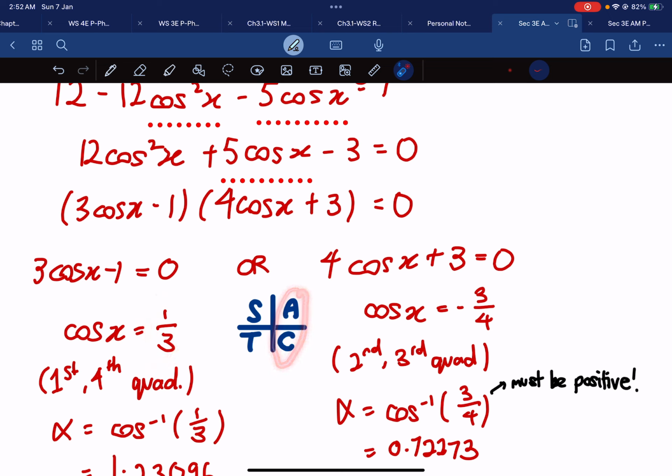Over here cosine is positive, so I know that positive for cosine ratio is only in the first and fourth quadrant. When cosine is negative, it's only in the second and third quadrant.